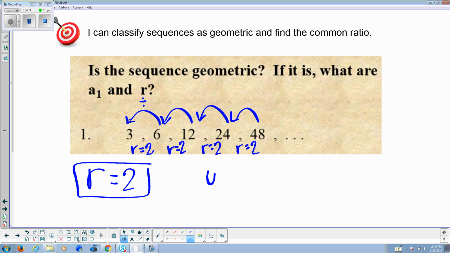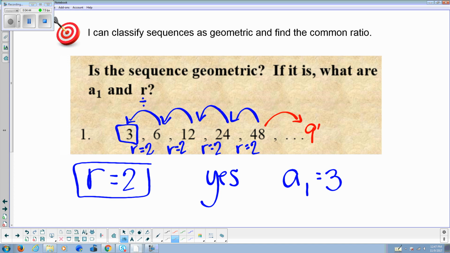I would say yes, this is geometric because I had a common ratio, and A_1 is still going to be referring to the first term of the sequence. So A_1 in this sequence is 3. If I were asked to extend the sequence, could we find the next number in the pattern? Sure, if the common ratio is 2, we take that 48, we multiply by 2, the common ratio, and the next number would be 96, and so on.